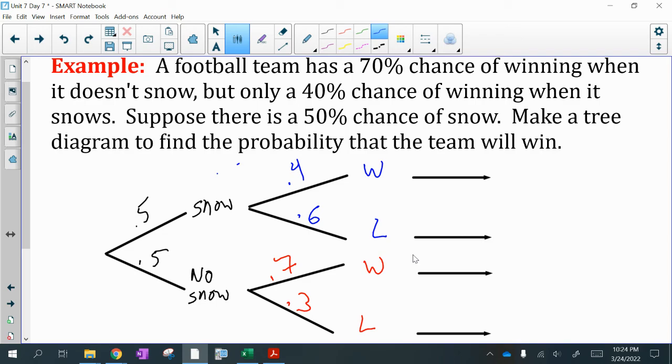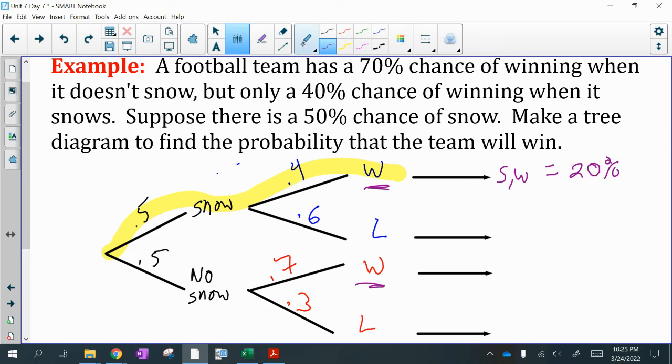We're trying to find the probability that the team will win. So I'm really only concerned about this and this in terms of what I'm going to need to find my path on. I'm going to follow my first path, which is snow, to get to winning. I got snow and I got a win. So I end up multiplying 0.5 and 0.4 together to get me 0.2 or 20% chance.